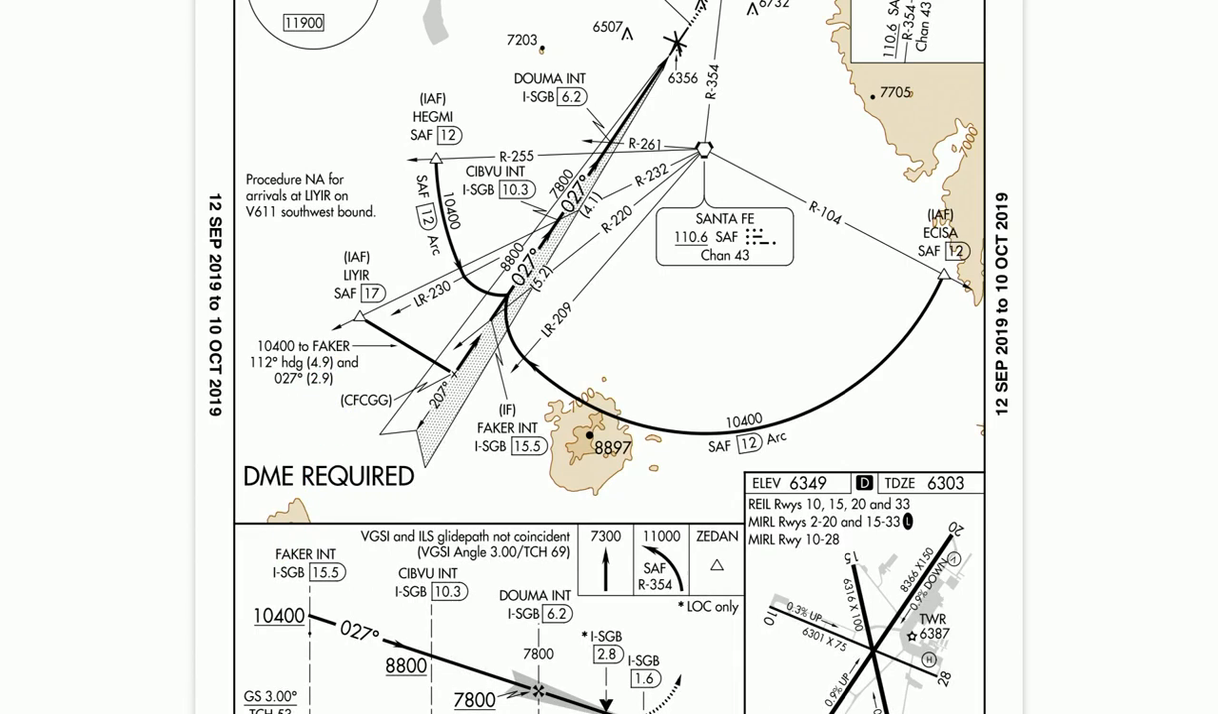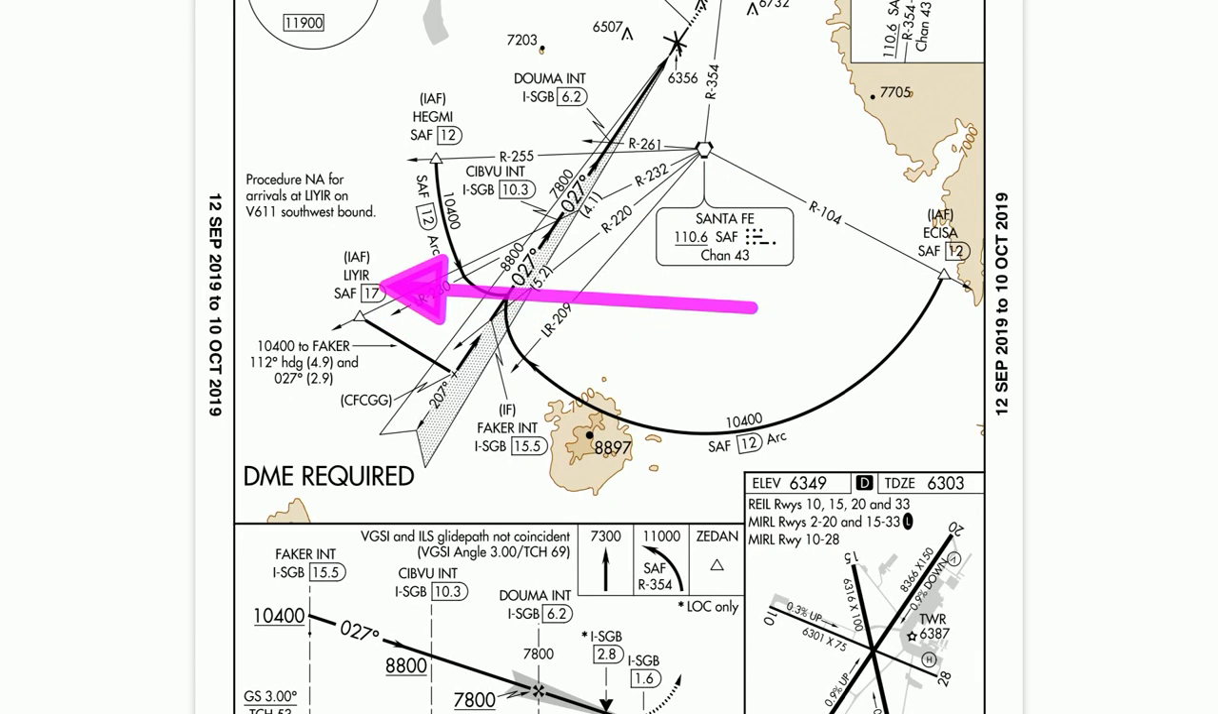You will notice we could use cross radials to identify a variety of fixes here. So Faker is an intersection. You could use radial 220. Sibvu is an intersection. You could use radial 232. Duma is an intersection. You could use radial 261. So each of these fixes could be defined by cross radials from the Santa Fe VOR.